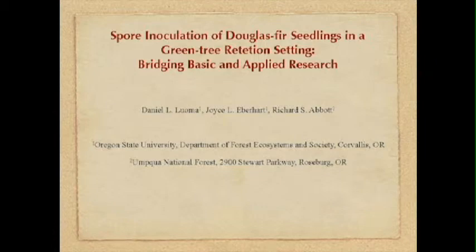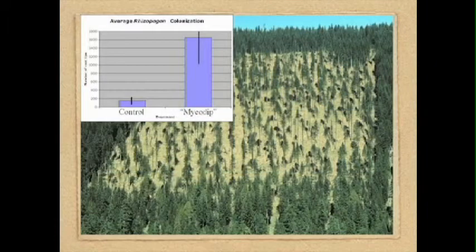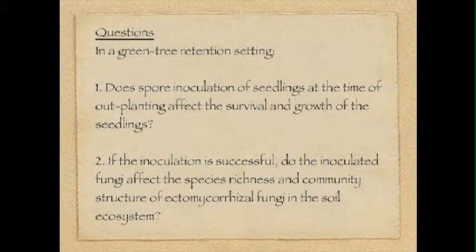Spore inoculation of Douglas fir seedlings, bridging basic and applied. And it's been postulated that seedlings inoculated with this particular fungus, Rhizopogon vinicolor, well, it's actually been seen on harsh sites that can affect survival. And we did a little test and found that the inoculated seedlings had more roots of this inoculated type on this harsh southwest but green tree retention site.